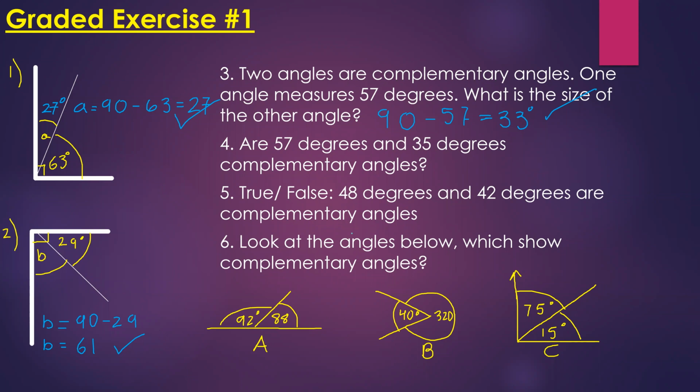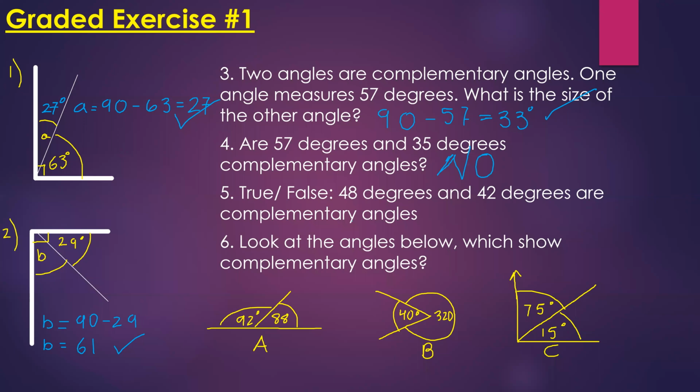Anastasia, number 4. Can you read number 4, please? Are 57 and 35 degrees complementary angles? What's your answer? No, because they don't add up to 90 degrees. Very good. What does 57 and 35 add up to? 92. So are they complementary? No, absolutely not.